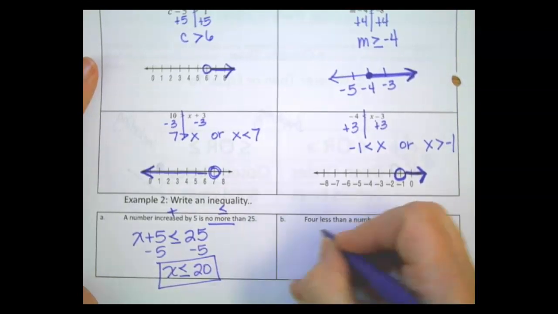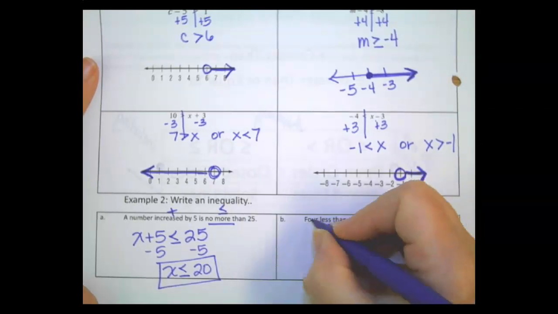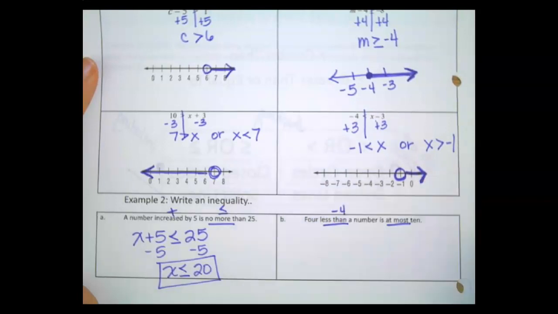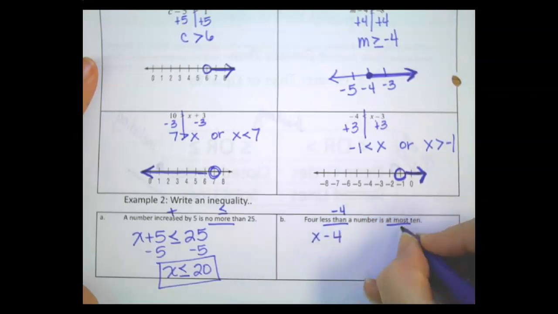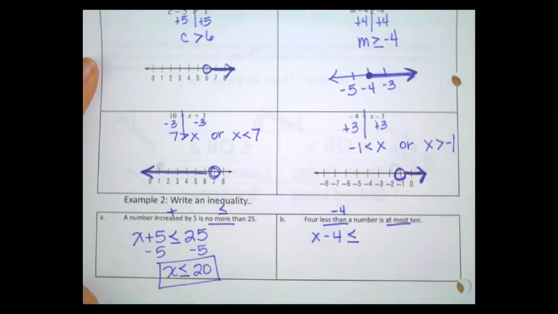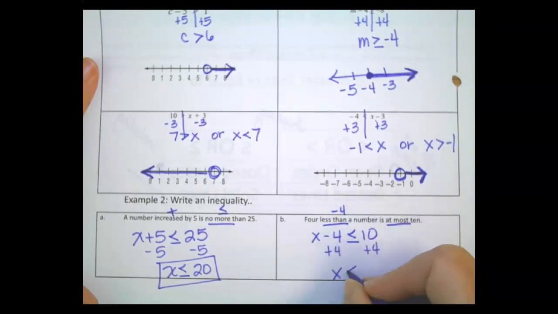Next one. For less than. For less than a number is at most. So for less than means minus 4. This is the tricky one. So x minus 4 is at most. Which one is at most? Again, the less than or equal to 10. I could add 4, and x would be less than or equal to 14.